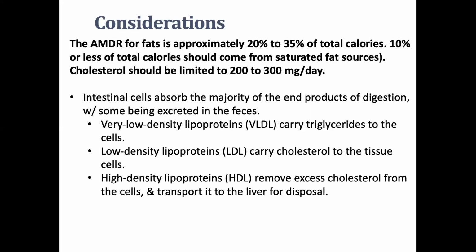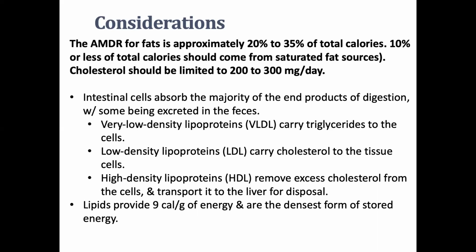VLDLs carry triglycerides to cells. LDLs also carry them to cells. And HDLs remove cholesterol from the cells and transport it to the liver where we can get rid of it. So when you do your blood work, you want to be high in the HDLs and low in these two classes, because that means that you're eating heart healthy and you're less likely to get atherosclerosis, okay? Lipids are the calorie champ. They give you 9 calories per gram of energy, and they're the densest form of stored energy, right? So you don't need to eat a lot of fat to get a lot of calories, okay?